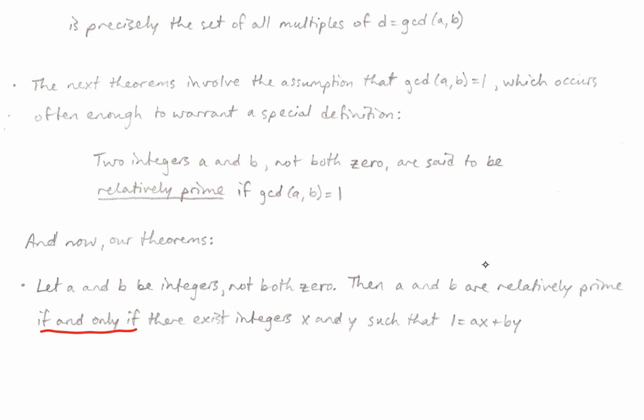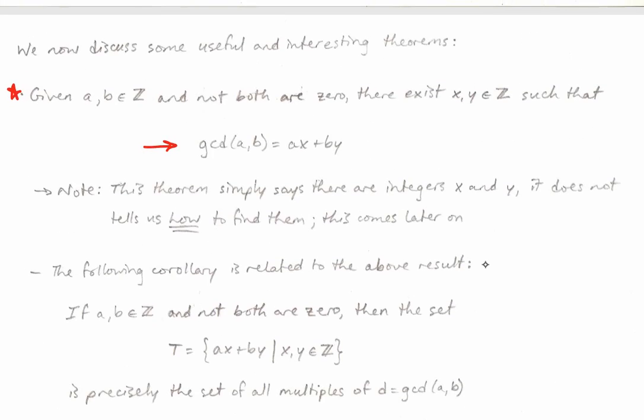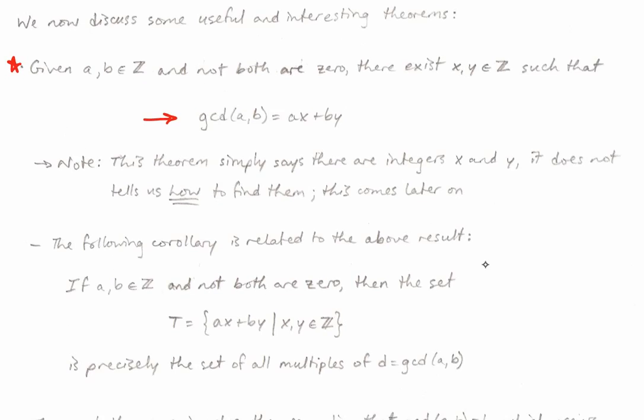So if you know that a and b are relatively prime, then you know there are integers x and y such that 1 is equal to ax plus by. Also, if you know there exist integers x and y such that 1 is equal to ax plus by, then you know that a and b are relatively prime. The result up here is a conditional, not a biconditional. This guy here is only one way. We cannot assume the converse.